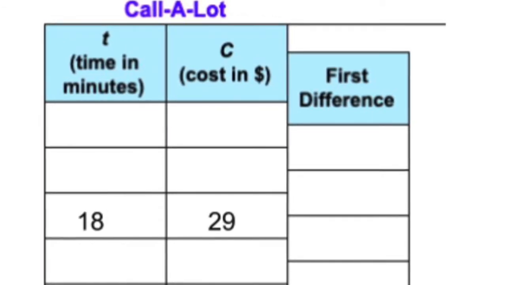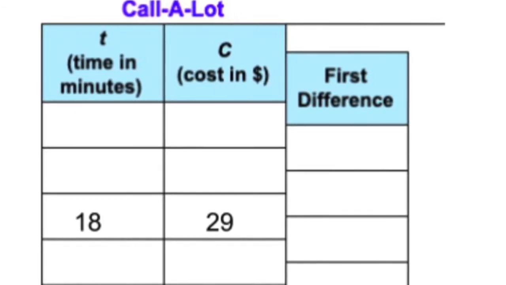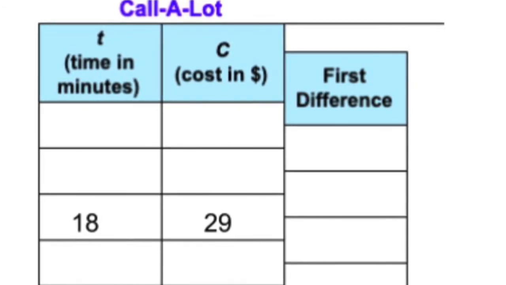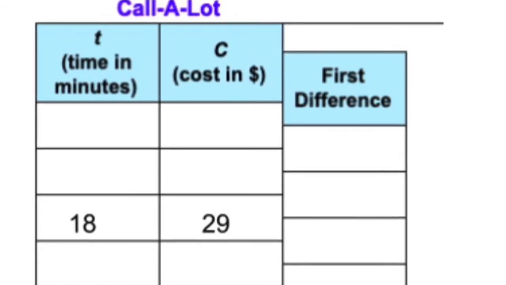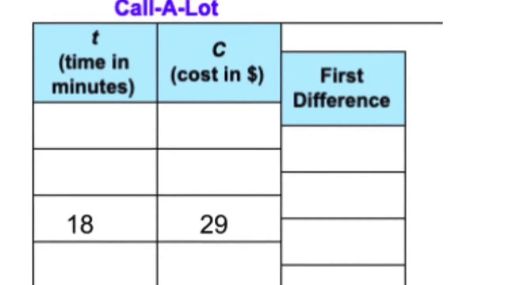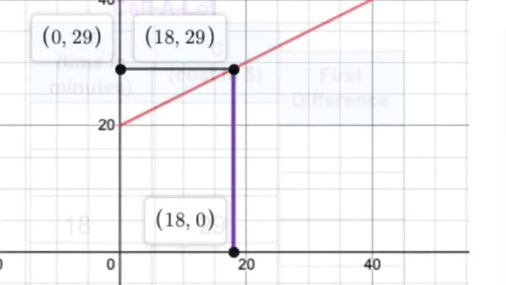And remember, we talked about comparing all the different models. So we've looked at the table, we've looked at the equation. Let's look at the graph now. So on this graph, if I start at 18 minutes and I go up to the red line for Call-A-Lot and I go across, it tells you that the cost would be $29. You can see the 20 and the 40, in the middle is 30, that's 29 there. So our answer with algebra makes sense.